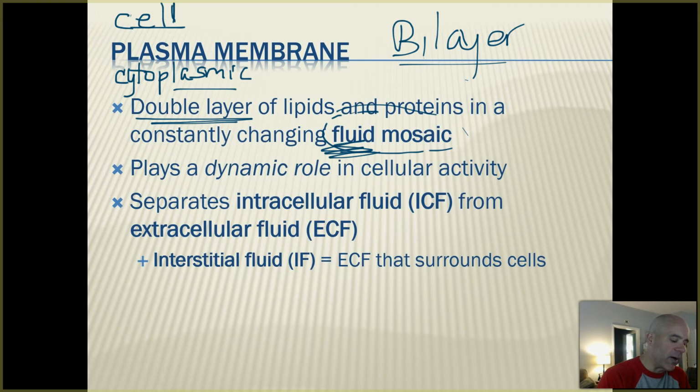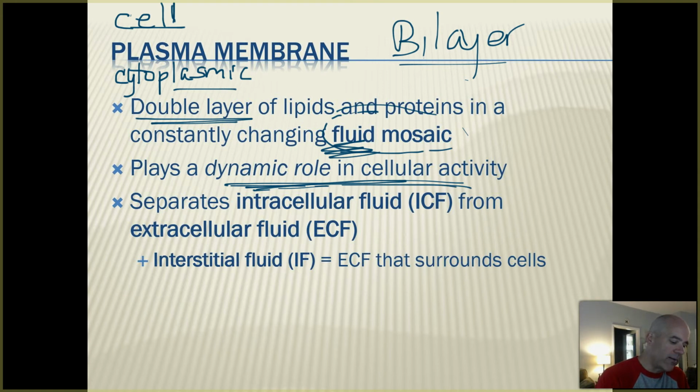Plasma membrane plays a very dynamic role in cellular activity. Dynamic means active. So again, it's not just a covering. It plays very important roles in determining what goes inside the cell, what comes back out. The plasma membrane has to receive signals from other cells and glands in the body, and so because of that, we think of it as being a very dynamic type structure.